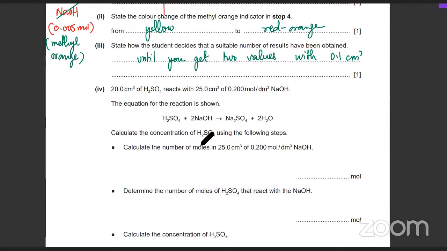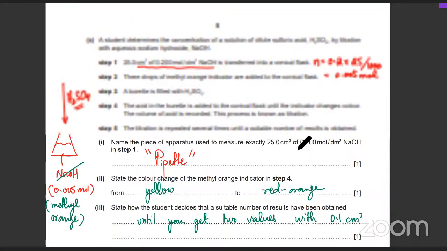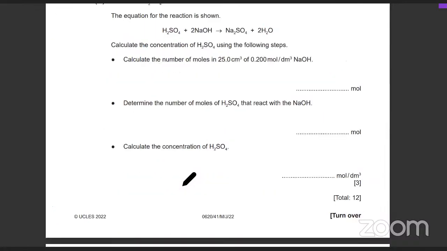Now, we found the moles of NaOH early on. How many were there? That was 0.005. We already did that. We did the calculation, 0.005 moles. So what are the moles of H2SO4? It's 2:1, so it will be half of that. What is half of that? So 0.0025. Okay. Is this clear? Yes. And now you have to find the concentration.